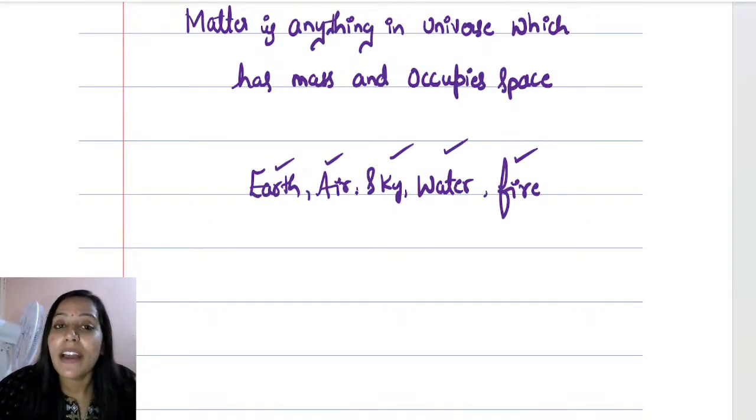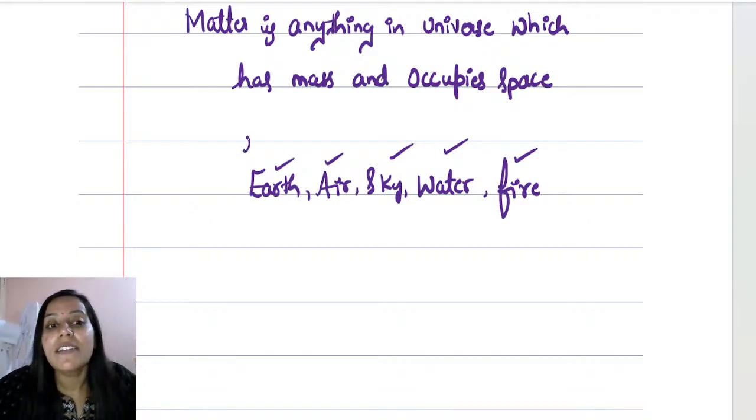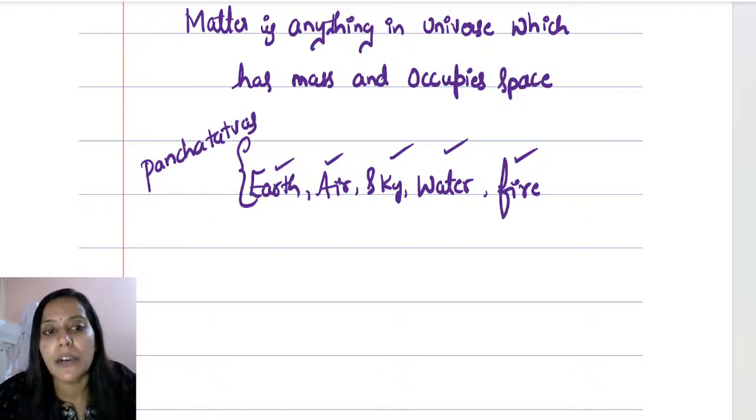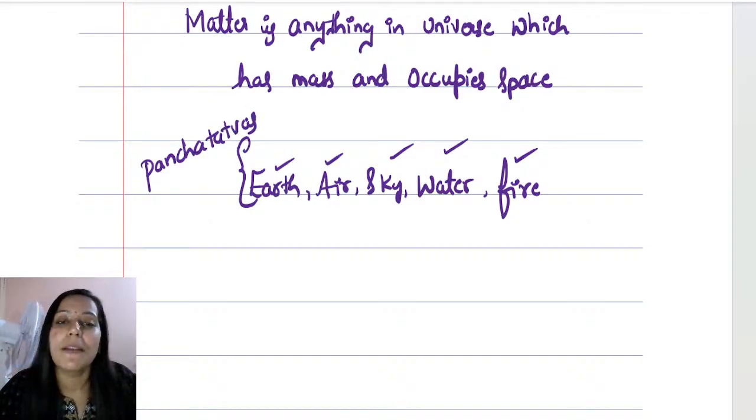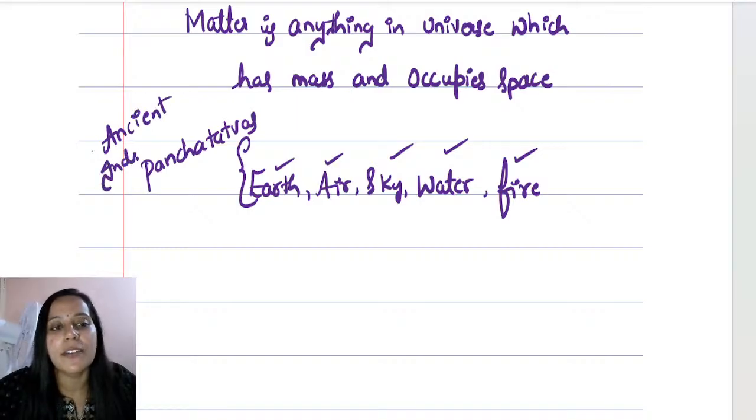After classifying matter into 5 elements, they considered these 5 elements as Panchatatvas. They call these elements Panchatatvas. In Kannada, we say it as Panchatatvagalu. So anything that is present in this universe, the ancient Indian philosophers classified into 5 basic elements.